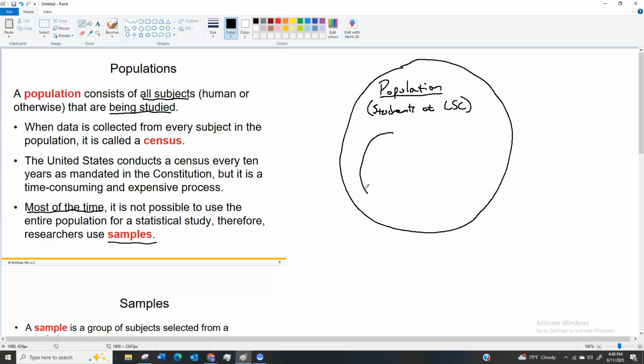A sample has to be from within the population. If we're trying to find out something about the students at LSC, I can't sample students who don't go to LSC, who go to a different community college, or who don't go to college at all. That wouldn't be studying the population. This is supposed to be like a Venn diagram: you have your population, and within it you take a sample, some students at LSC. You hope you can find a representative sample from within the population.